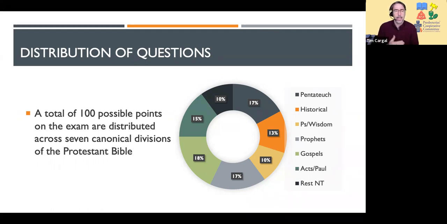Then in the New Testament, 18% of the test will be from the Gospels, 15% of the test will be from the book of Acts and then the Pauline letters, so Romans through Philemon. And then 10% of the test will be what the PCC, I think, rather inartfully refers to as the rest of the New Testament. So Hebrews through Revelation.